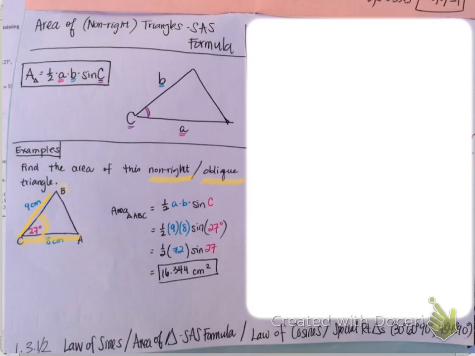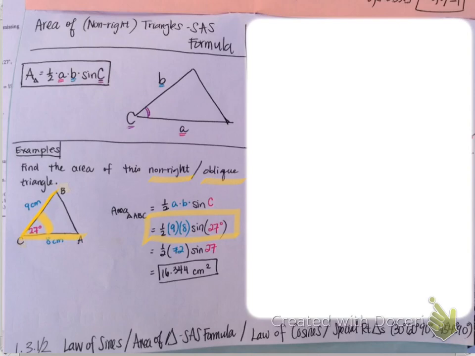I have SAS, so I can use the SAS non-right triangle area formula for this problem, which is the formula right here. So the area of this triangle is going to be 1/2 one of the sides times the other side times the sine of the angle in between them, which is what I have written here. 1/2 times 9 times 8 times sine of 27, which is of course half of 72.